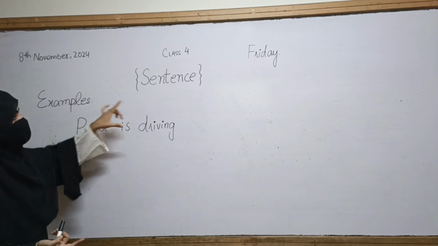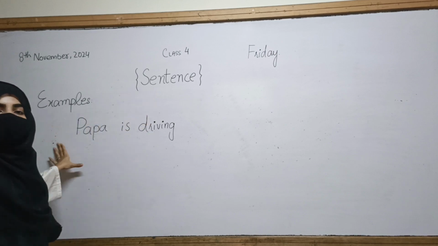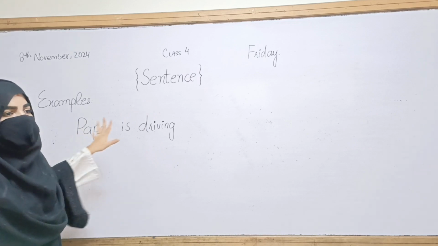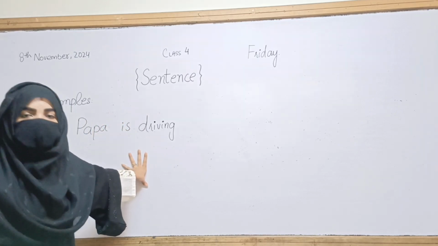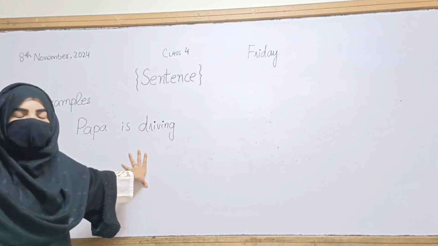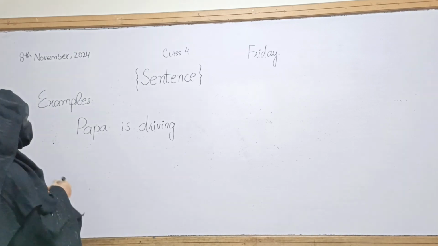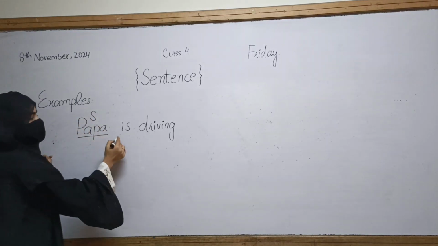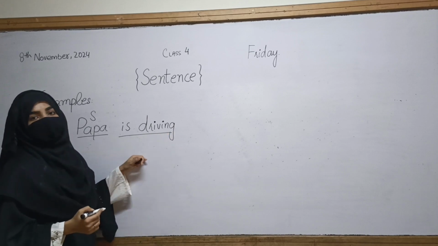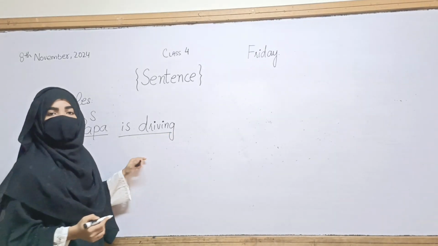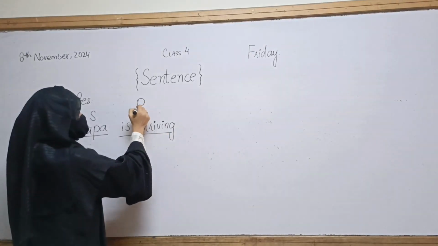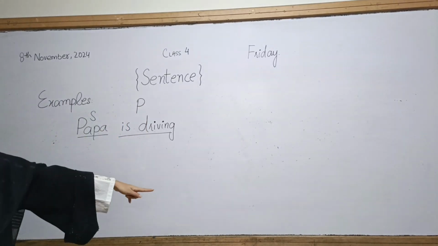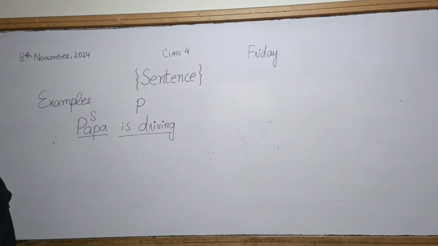This is an example of a sentence. Now we will highlight the subject and predicate in this sentence. Getting me? Let's move on. Papa here is the subject and "is driving" is the predicate. Okay, we are done with this example. The first one was Mother is cooking the food.